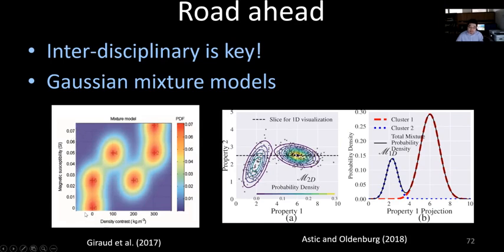In this case, what you see here is a cross plot of density contrast and magnetic susceptibilities. You see five or six different clusters, each cluster representing one geologic unit. And they were able to use Gaussian mixture models to capture this complicated petrophysical data and incorporate that into joint inversion. Similarly here, last year, Aztec and Oldenburg used a similar idea to model the multimodal petrophysical data. These two sets of contour lines you see here represent two Gaussian models.